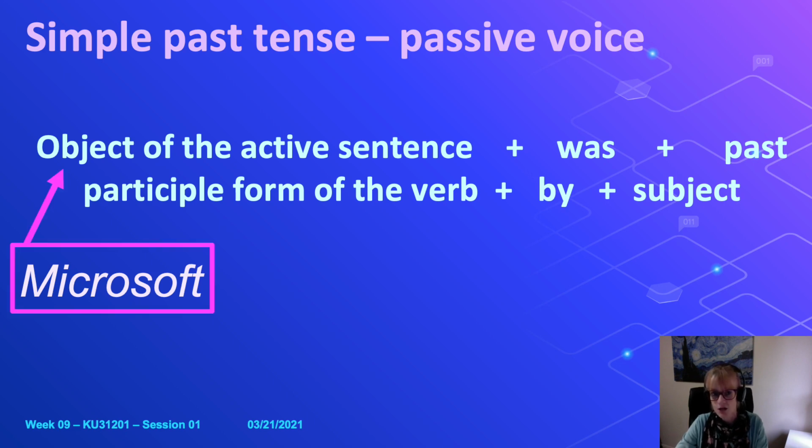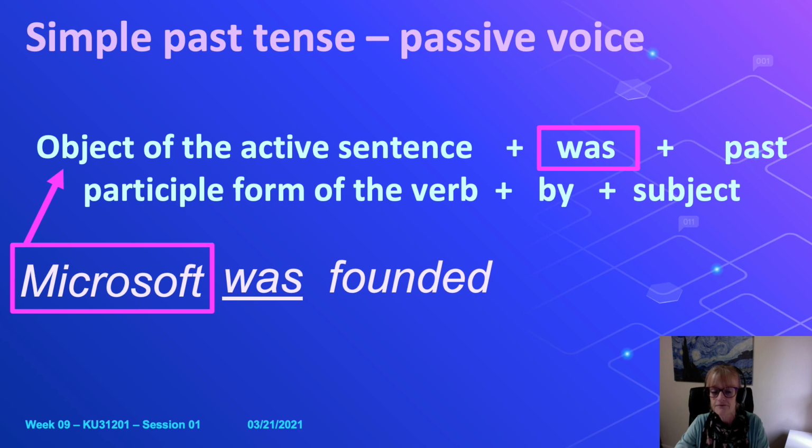It's the object of the active sentence, but when we write it in our passive voice, we're going to put it at the beginning of our sentence. Then the word was, just like in our formula there. Then we need the past participle form of the verb. And founded, it's the same sounding verb. Sometimes the past tense and the past participle of the verb are the same. Sometimes they are a little bit different. We will have a look at a different one as well.